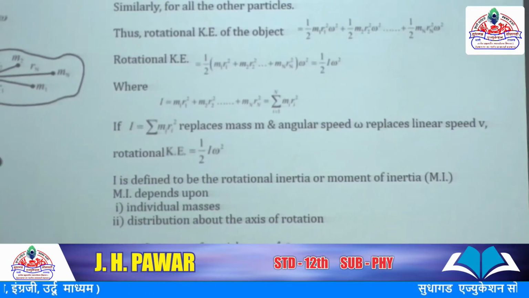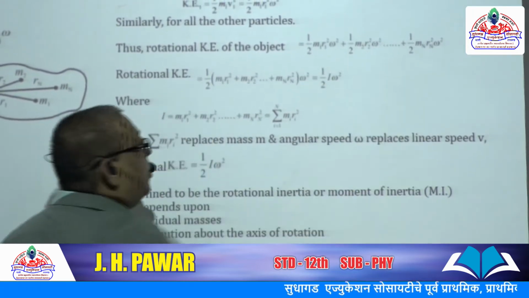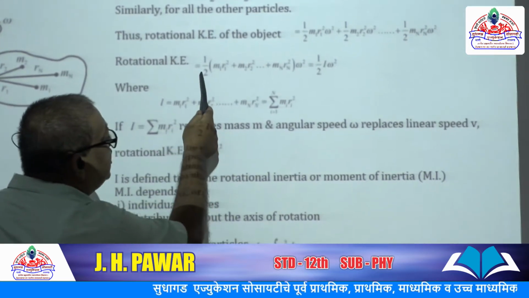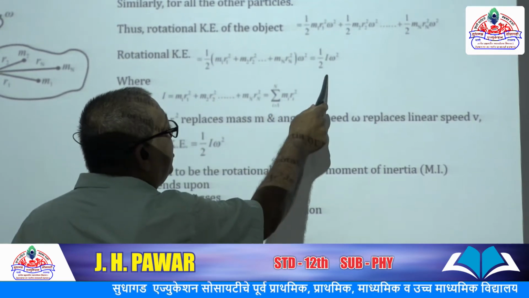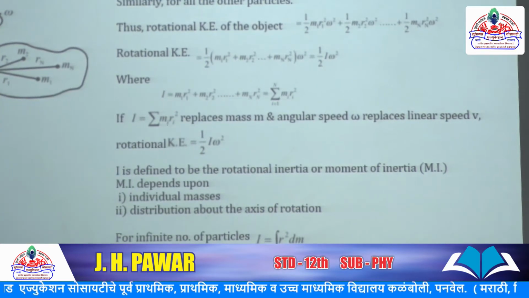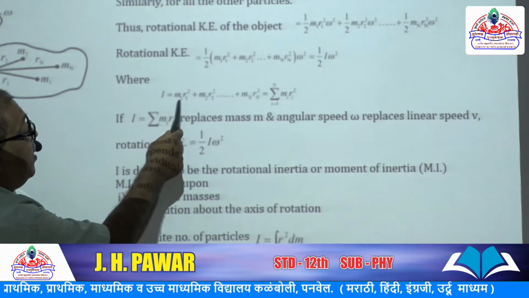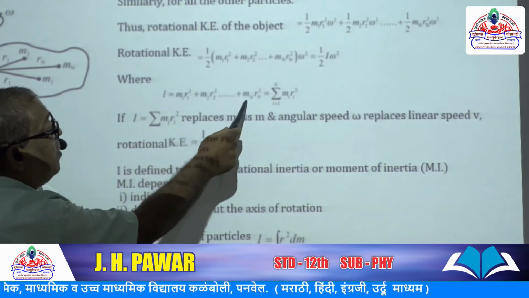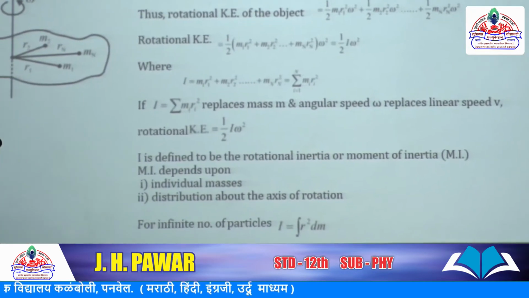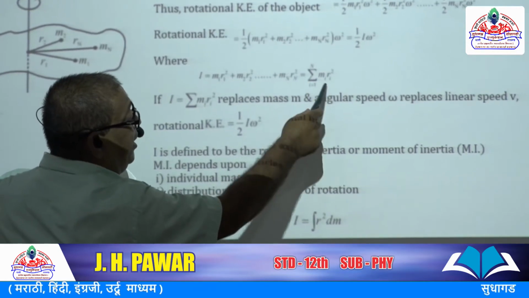Thereafter, in this expression, half is common and omega square is also common because the angular speed is the same. So take the common terms, half and omega square. Then you get half I omega square, where I equals m1 r1 square plus m2 r2 square plus up to mn rn square. Or in mathematical notation, summation of i from 1 to n of mi ri square.